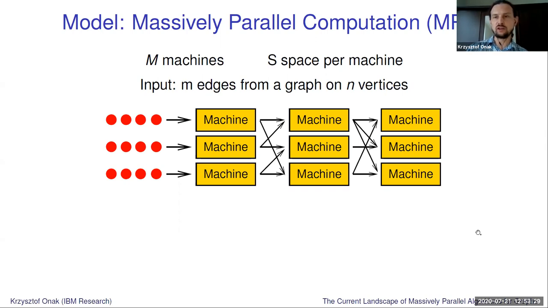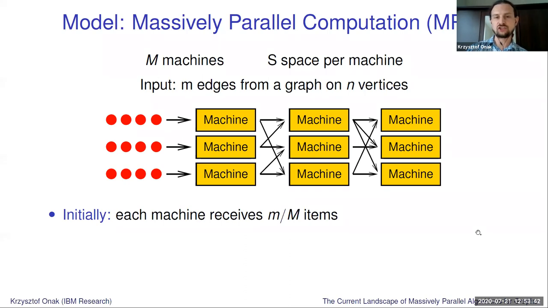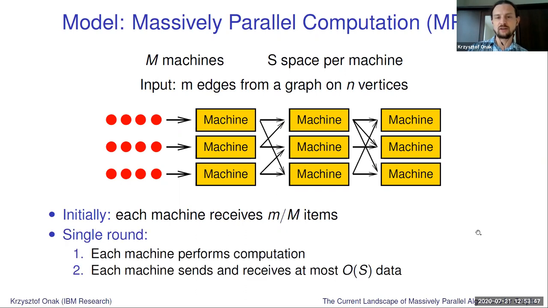So the input to the system is going to be a set of items. In our case, those items are edges. Initially, each machine is going to receive its share of the edges. And then the computation is going to proceed in rounds. So in this picture, the time goes from left to right, right? Initially, the machines receive the input data. Then in each round, they're going to perform some local computation on the data they have. And at the end of each round, they're going to send messages to other machines.